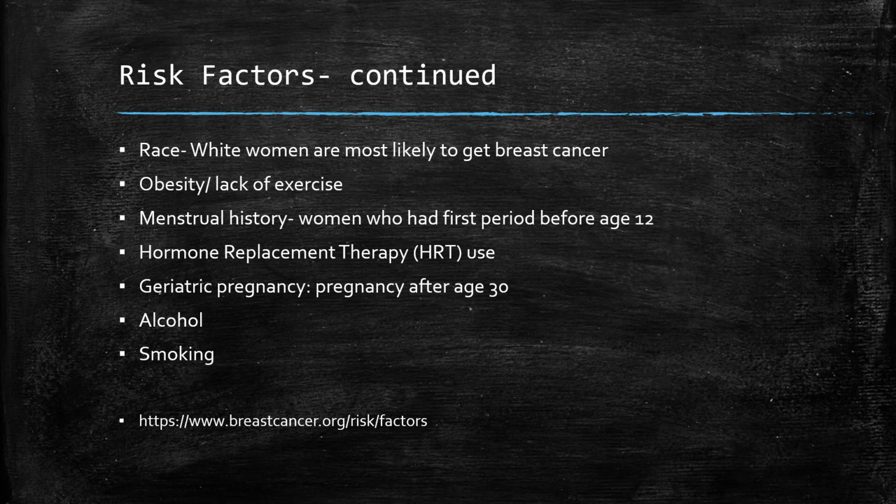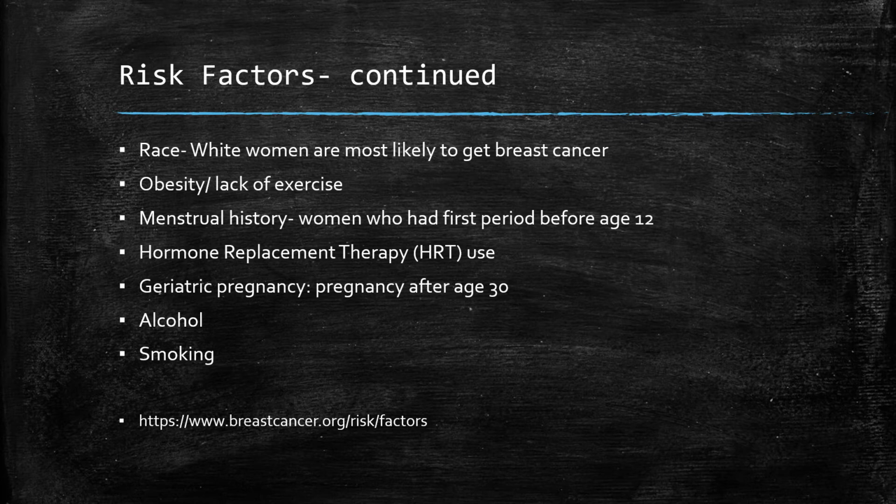Menstrual history. Women who have had their first period before age 12 are more likely to develop breast cancer. History of hormone replacement therapy use, HRT.